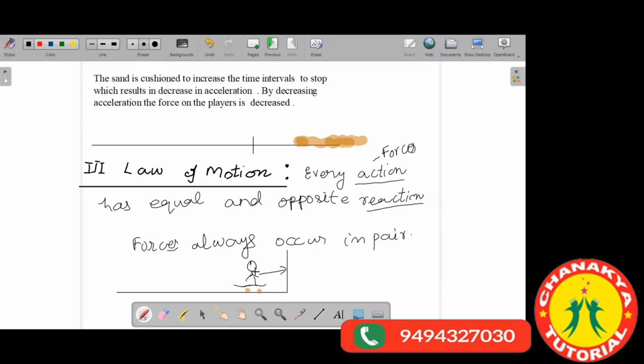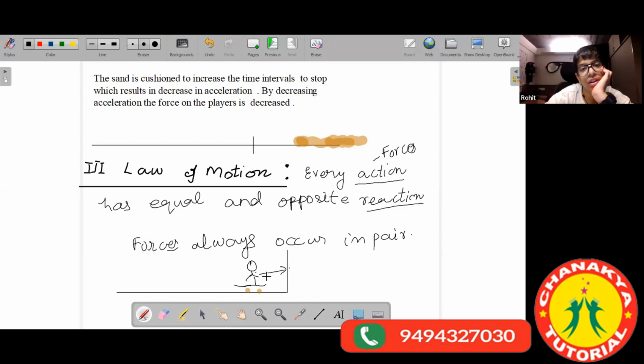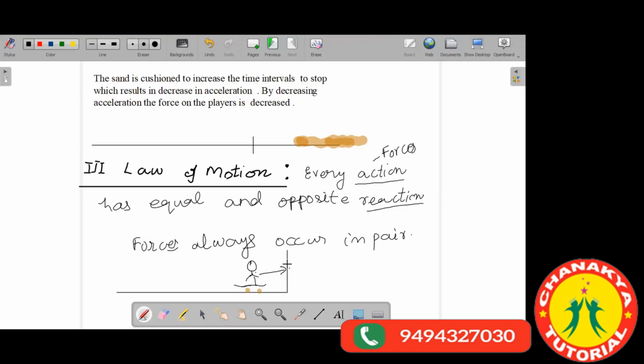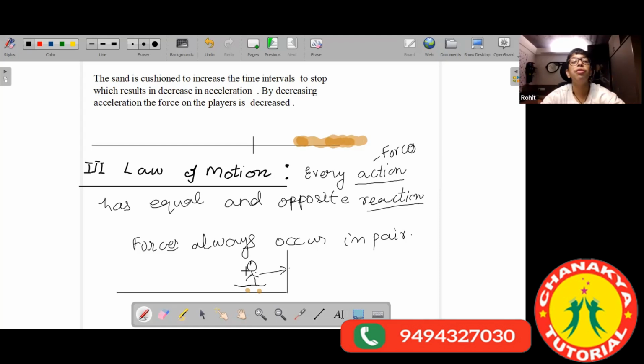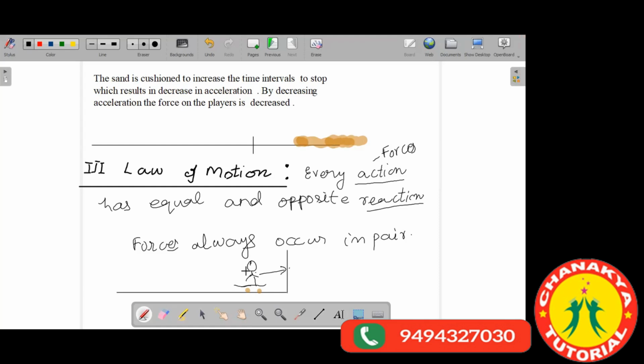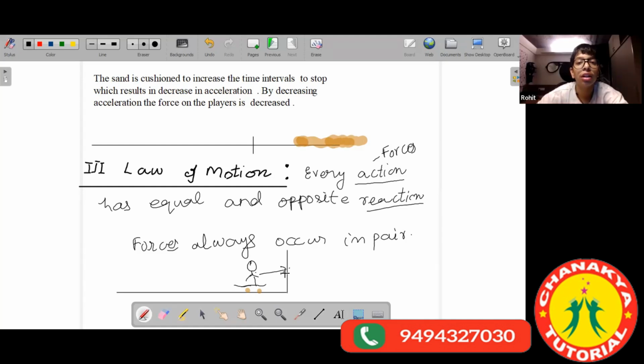So can I say that the kid is applying some force on the wall? Yes, sir. So the kid is applying some force on the wall. Now, what do you think? Who will move? The wall or the kid? The kid will move because there's no external force being applied on the wall. So will the kid move backward or forward? It won't move at all.